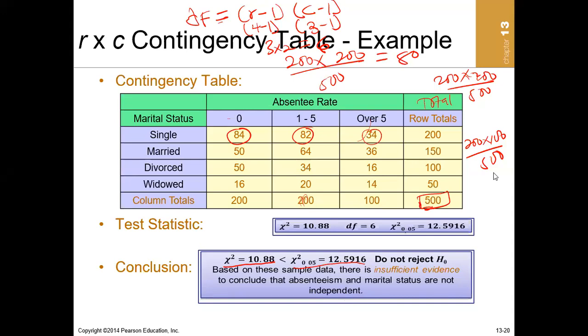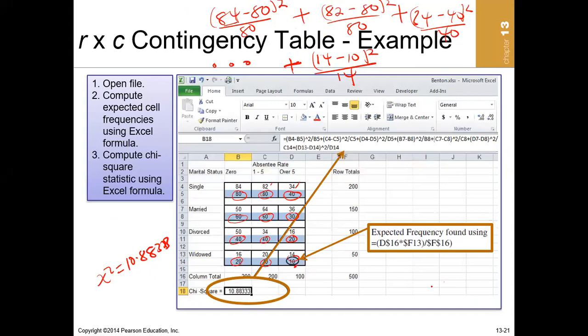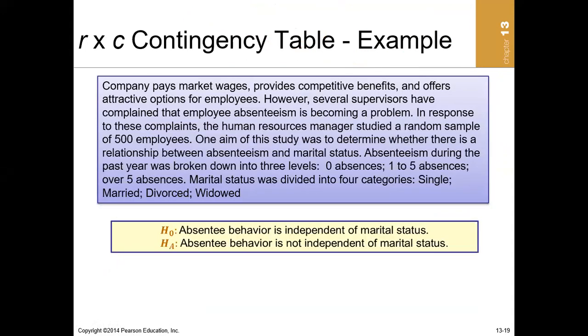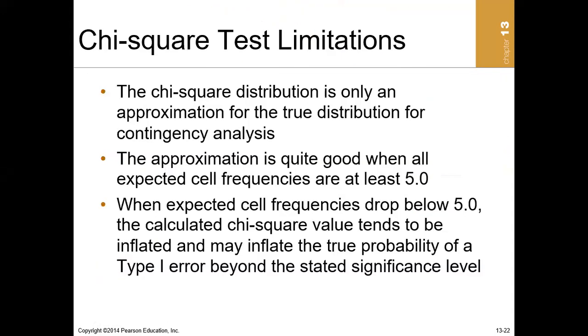So it's supposed to be that they are independent of each other, or there's no association, that's why I like to go with the null that says association. So the conclusion, because you are concluding on the null, will be that the absentee behavior is independent of marital status, or there is no significant association between them. All right, that will be the null for our conclusion.